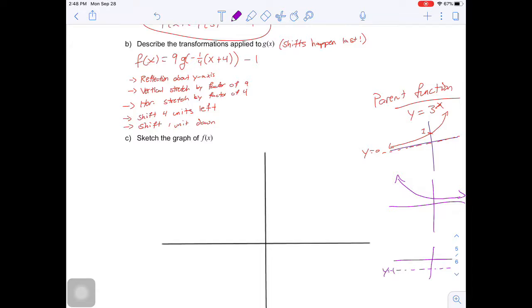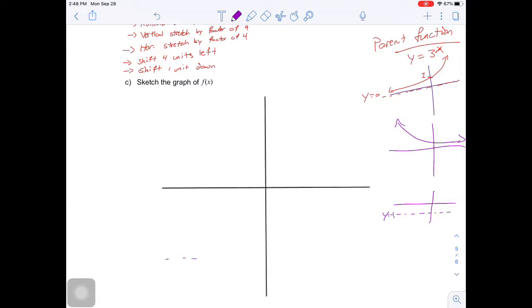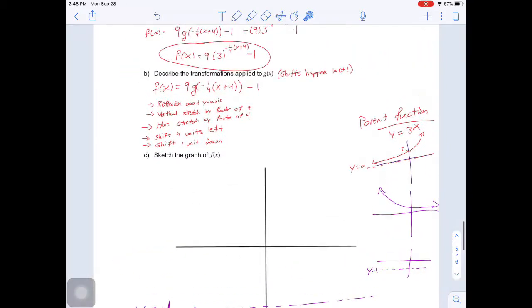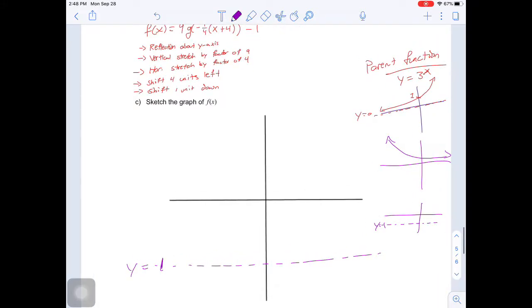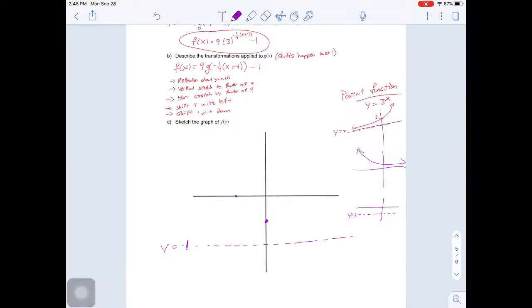So that's what our graph's roughly going to look like. So let's draw that here. We have a horizontal asymptote at y equals negative 1 because of that shift. We know our graph is going to look something like this. It's going to be an exponential decay function because we've reflected it in the y-axis. So that means we're going to have a y-intercept somewhere around here and an x-intercept somewhere around here. So let's maybe find where those are.